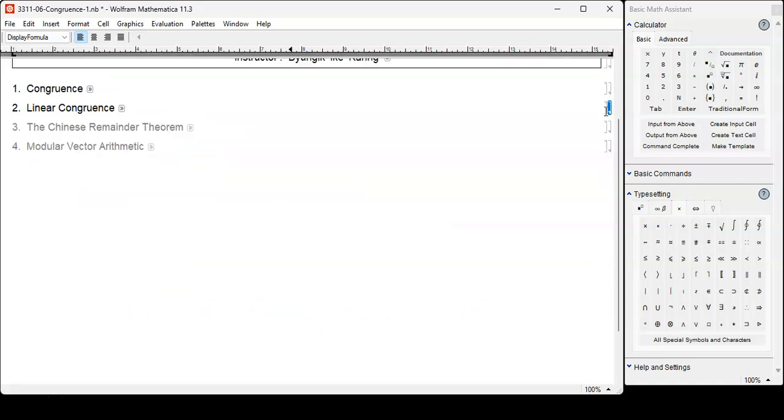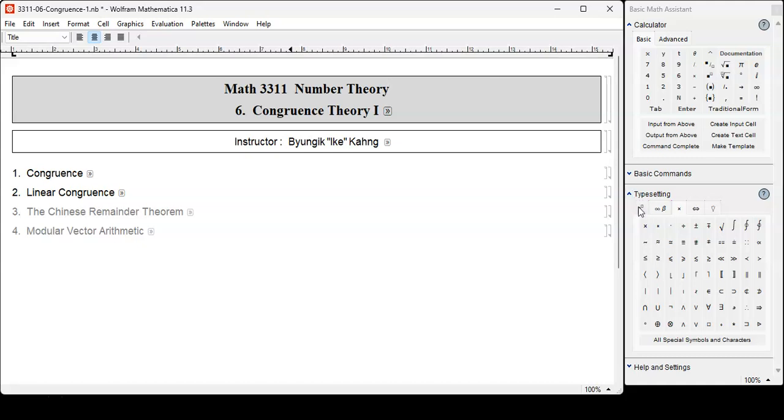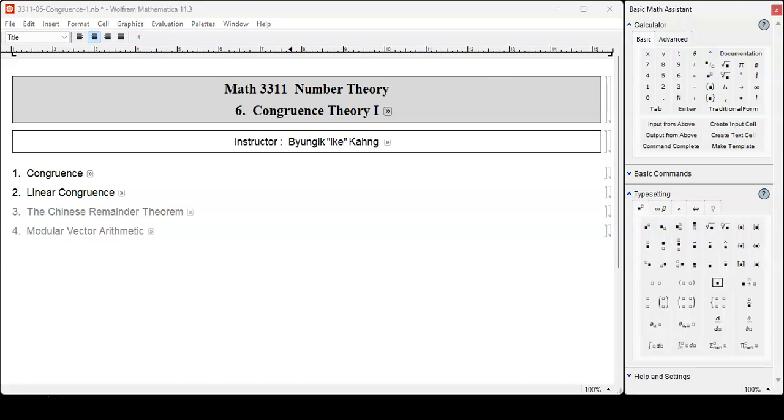Okay, that completes section 2. And we're going to meet again in lesson 7 and continue on with section 3.